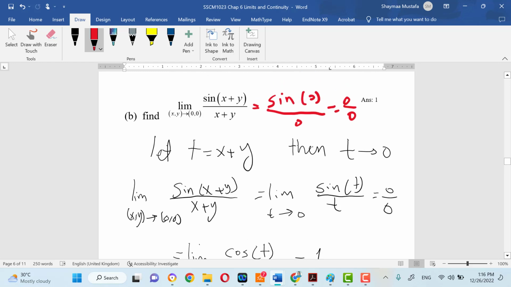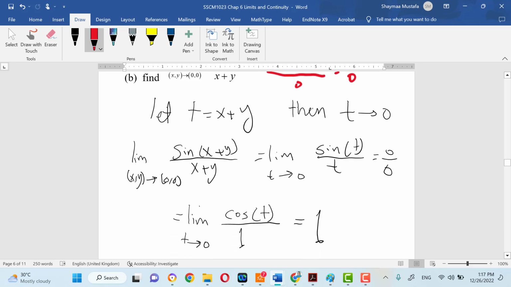So the trick here is that I changed the function of two variables to a function of one variable. So x plus y is replaced by t. So now the limit when x, y both go to 0 means that t also goes to 0.